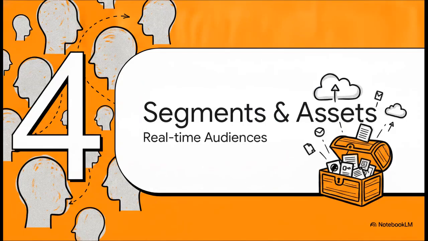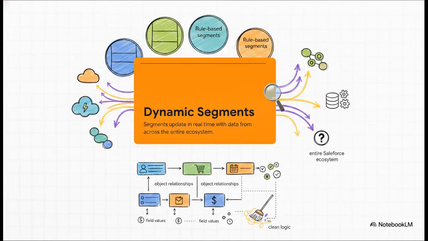Moving right along to part 4, dynamic segments and assets. Let's look at how you group your audience and where you actually store your stuff. Segmentation is where you're really going to feel the day-to-day difference. Those old static lists and basic rule-based segments? Replaced. You're getting dynamic segments that update in real time using data from across the entire Salesforce ecosystem.